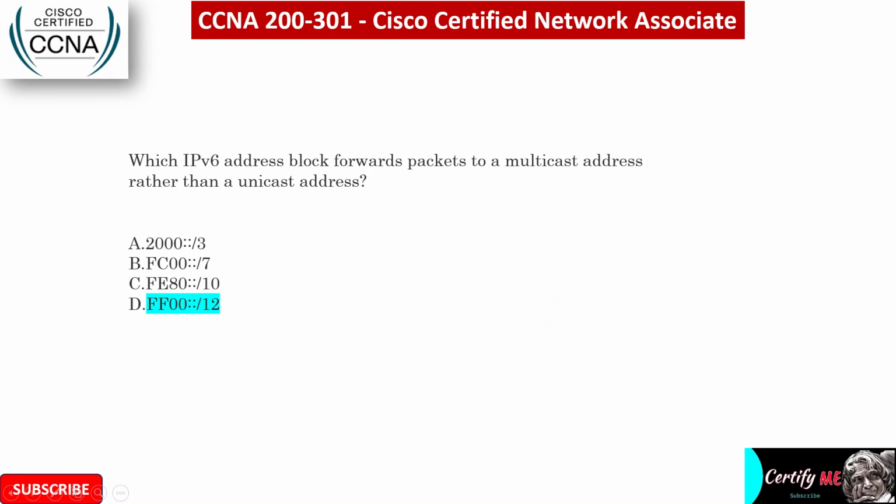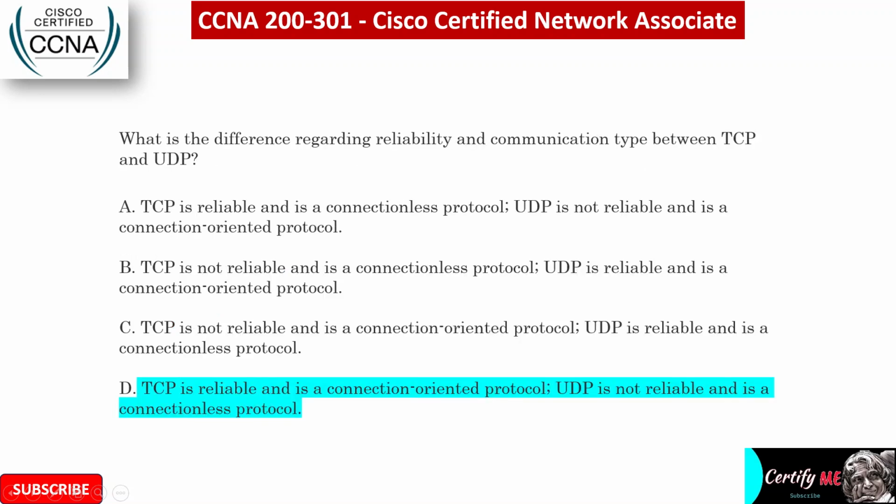Next question. Which IPv6 address block forwards packets to a multicast address rather than a unicast address? Option D is the correct answer. Next question. What is the difference regarding reliability and communication type between TCP and UDP?